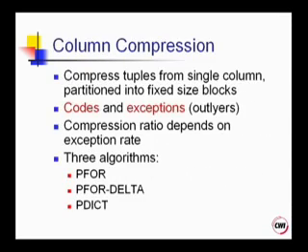Let's start with the first. So we have a column of values of a certain type, and these are split into fixed sized blocks. And we are going to classify all the values into codes or exceptions. Codes get compressed, exceptions are stored in uncompressed form, and so they occupy their original size. And clearly the compression ratio of this scheme depends on the percentage of exceptions present.